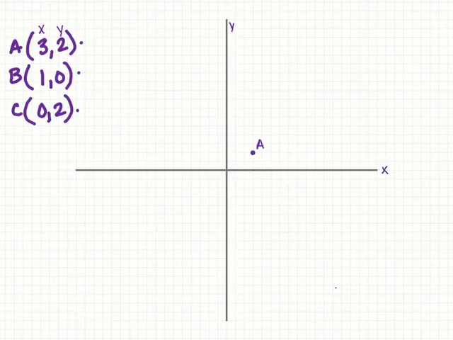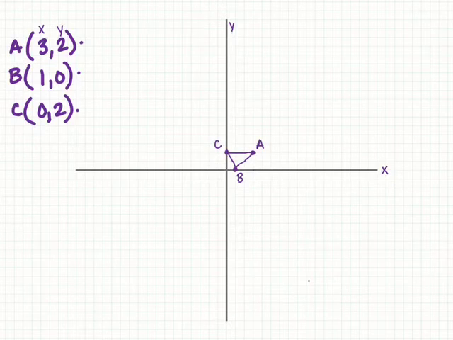B is at 1, 0, so I need to go over 1 and up 0. Label that B. And then C is at the point 0, 2, so I'm going to come over 0 and go straight up 2. And label that C. Go ahead and connect those.